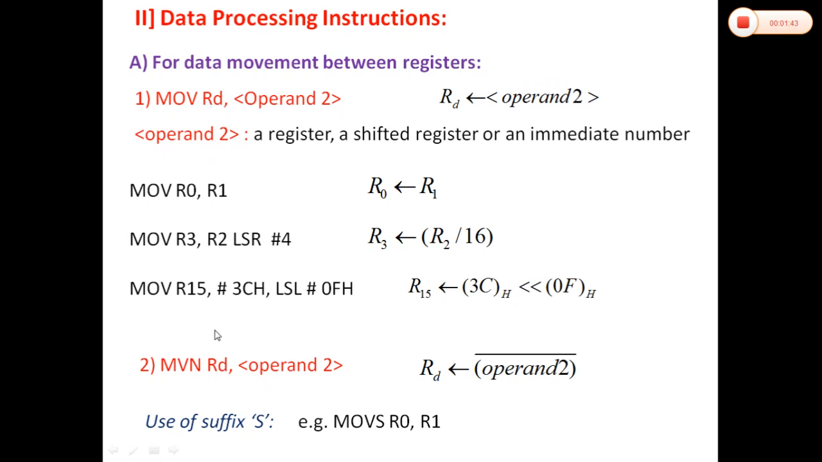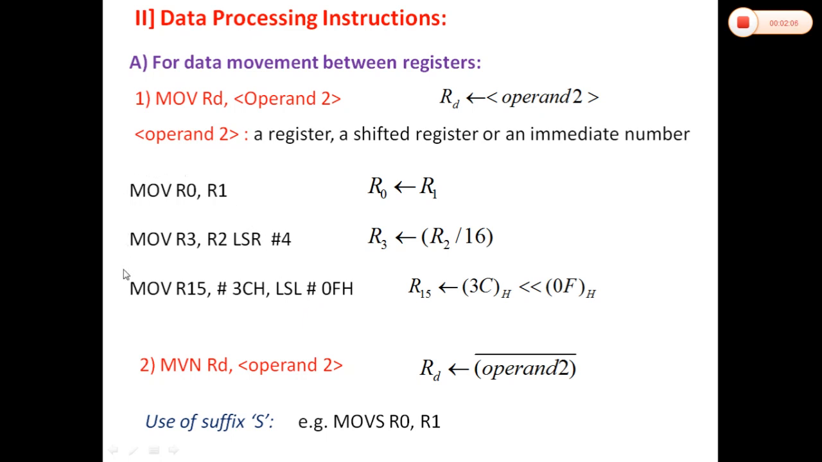So these are some examples. Rd may be any one of the registers of the register bank, and operand 2, as we have seen, may be a register, it may be a shifted register, shifted by using the barrel shifter, or it may be an immediate number or a shifted immediate number.